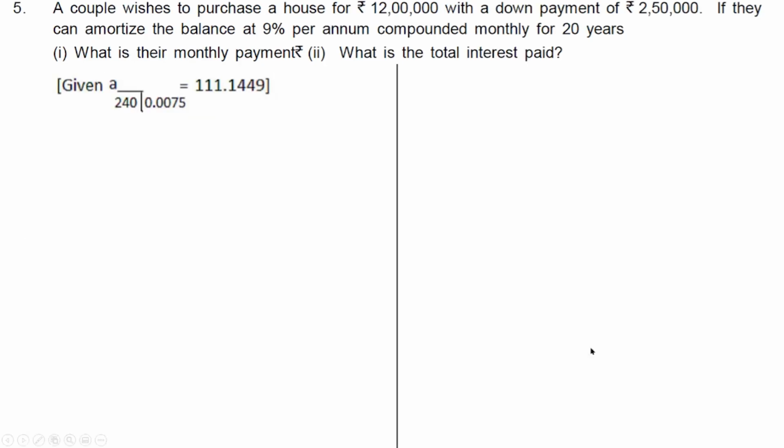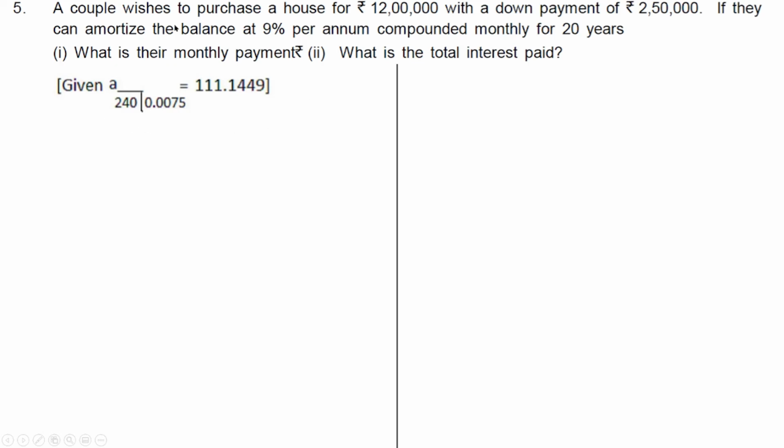Moving on to the next question. A couple wishes to purchase a house for rupees 12 lakhs with a down payment of rupees 2,50,000. If they can amortize the balance at 9% per annum, compounded monthly for 20 years, what is the monthly payment in rupees and what is the total interest paid? Given the present value annuity factor for 240 periods and 0.0075 rate per period is 111.1449.